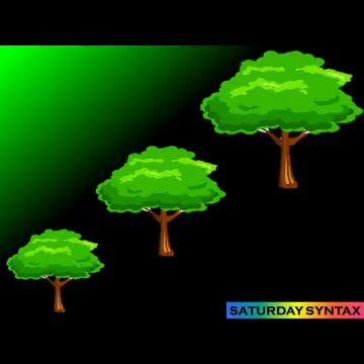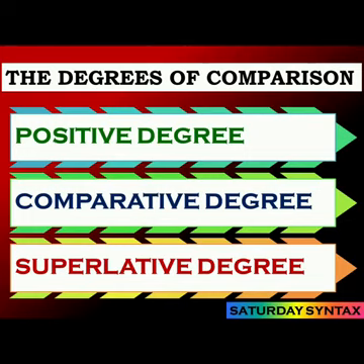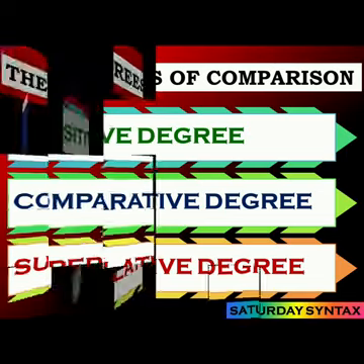Now friends, what you observe in this picture, you will say, sir, there are 3 trees in this picture and all the trees are big. But I will say the first tree, that is of course big, second tree, that is bigger than first one, and the third tree, that is the biggest tree from all the trees. So there was direct comparison among these 3 trees. Now in this topic, we'll learn 3 different types of degrees, that is positive degree, comparative degree, and superlative degree.